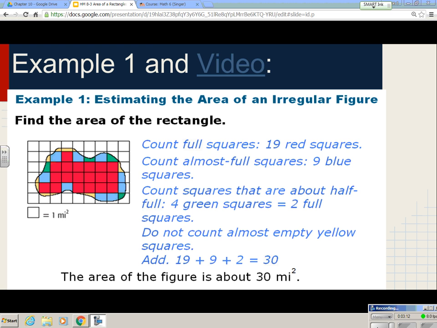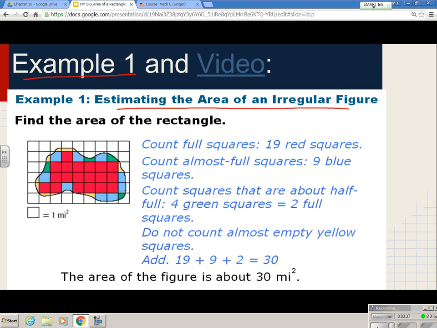Now at this first example that we're going to be doing, there really is no formula for shapes that look like the ones you see. But what you have to do is break down all the parts into different types of sizes or shapes that we're looking at. So in this first one, example 1, we're looking at estimating the area of irregular figures.